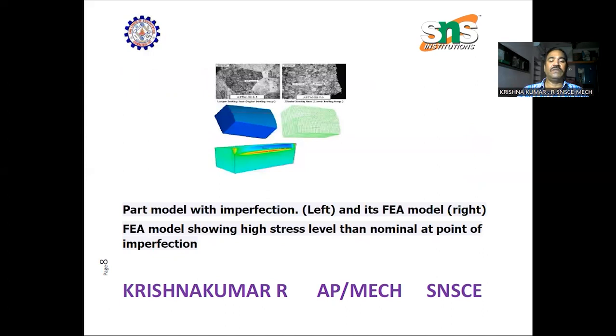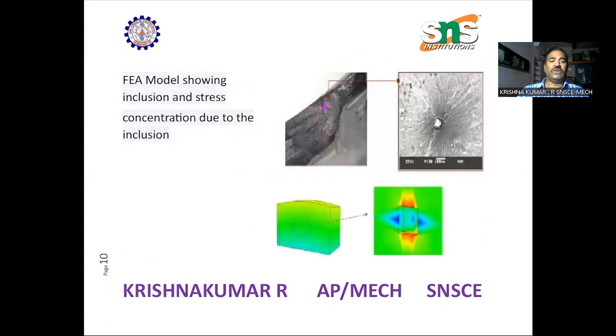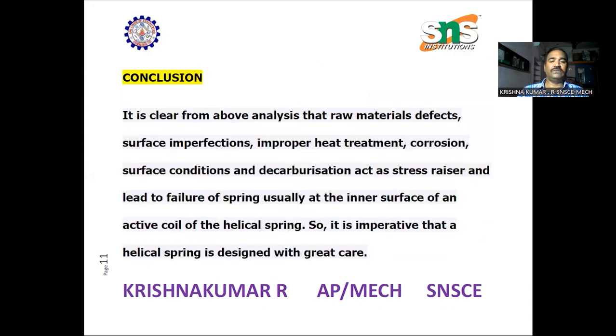CAD model with imperfection left and its FEA model right. FEA model showing a higher stress level than nominal at the point of imperfection. FEA model showing corrosion. FEA model showing stress concentration at the place of corrosion. FEA model showing inclusion and stress concentration due to the inclusion.